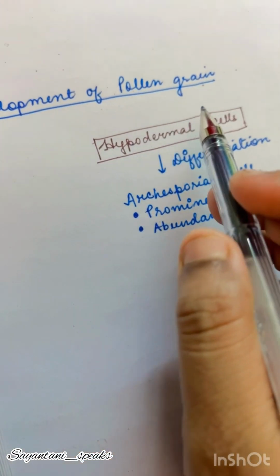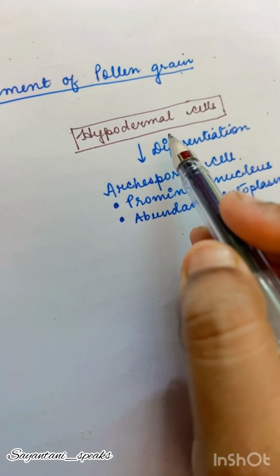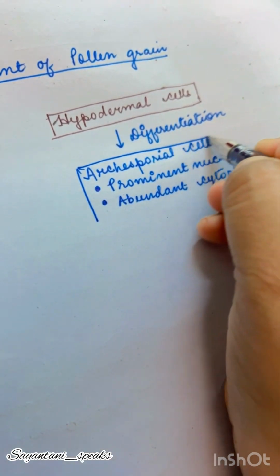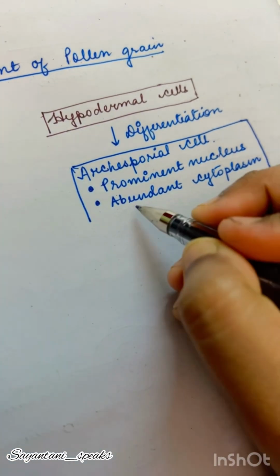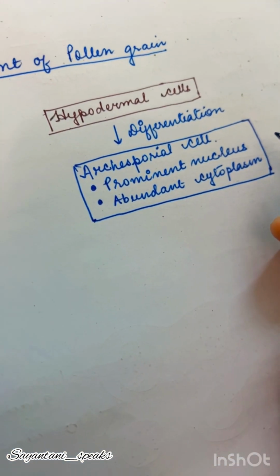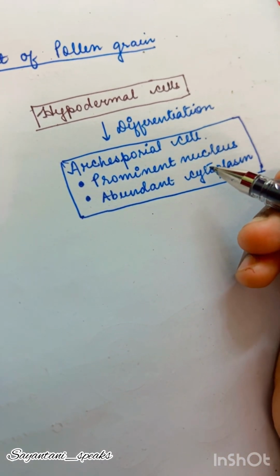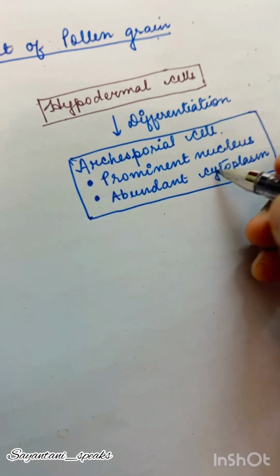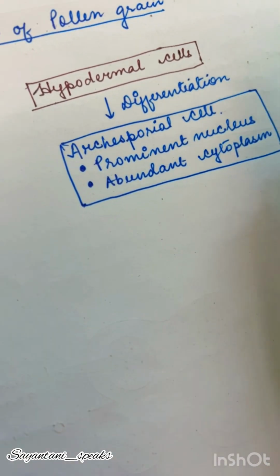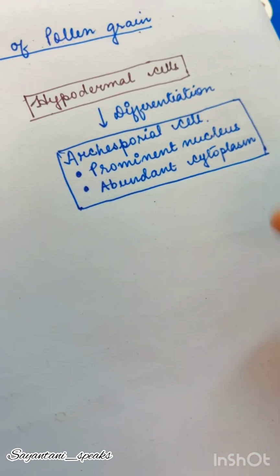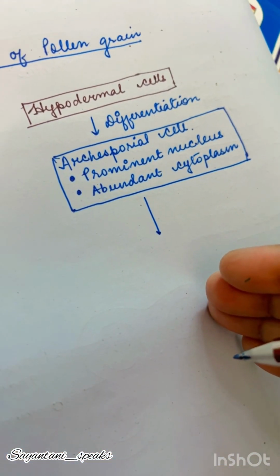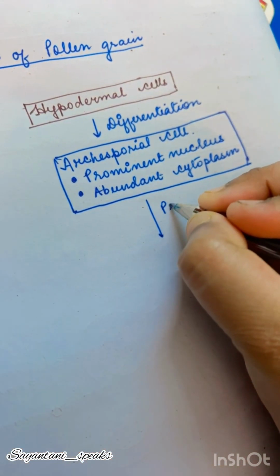We are going to discuss the development of the pollen grains, wherein the hypodermal cells of the anther, upon differentiation, form the archesporial cells. The archesporial cells have a very interesting characteristic feature apart from the hypodermal cell, that is, they have a prominent nucleus and abundant cytoplasm, or you can say abundant protoplasm as well. So this undergoes a periclinal division.